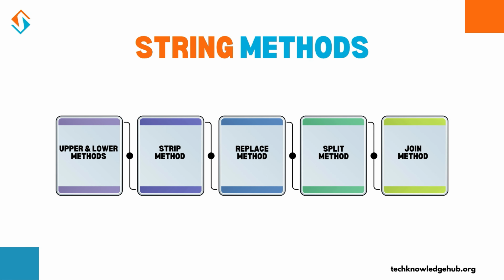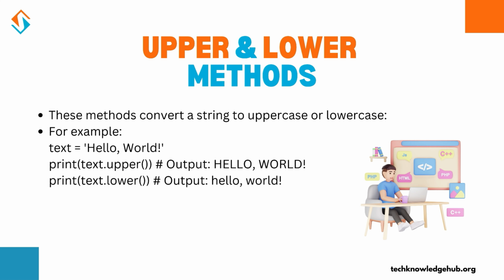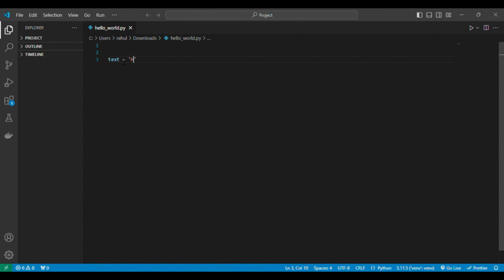Python provides several built-in methods to manipulate strings. These methods are really powerful and make working with text super easy. Let's go over some of the most commonly used string methods. Upper and lower methods. These methods convert a string to uppercase or lowercase. text equal to "hello world", then print text.upper() and print text.lower().